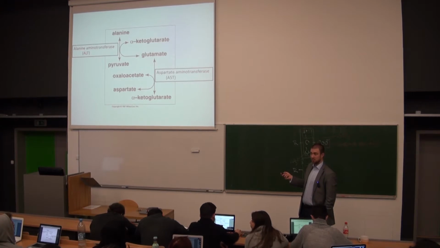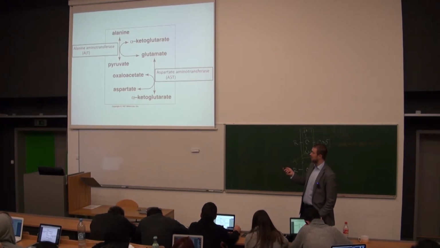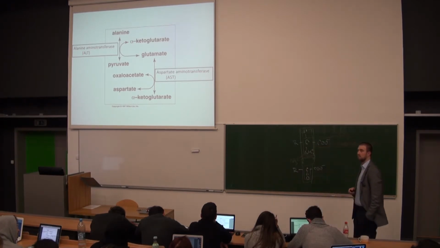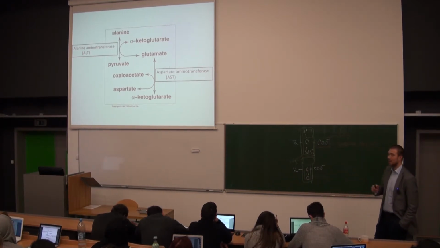ALT is in cytosol. That means if you damage cell membrane, it's released. But AST is in mitochondria. So if you damage only cell membrane, it will stay in the mitochondria. If you damage both mitochondrial membrane and cell membrane, both are released. So any question to this?